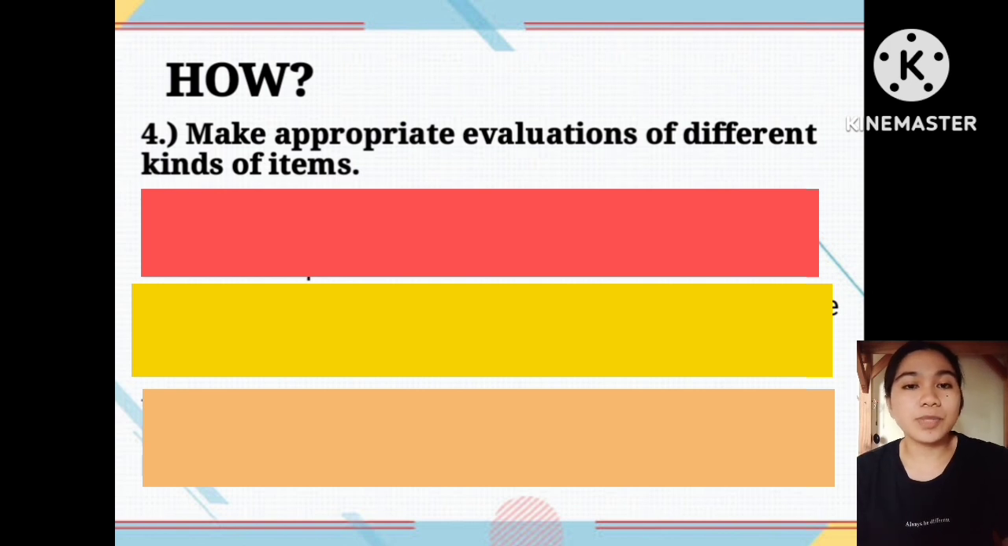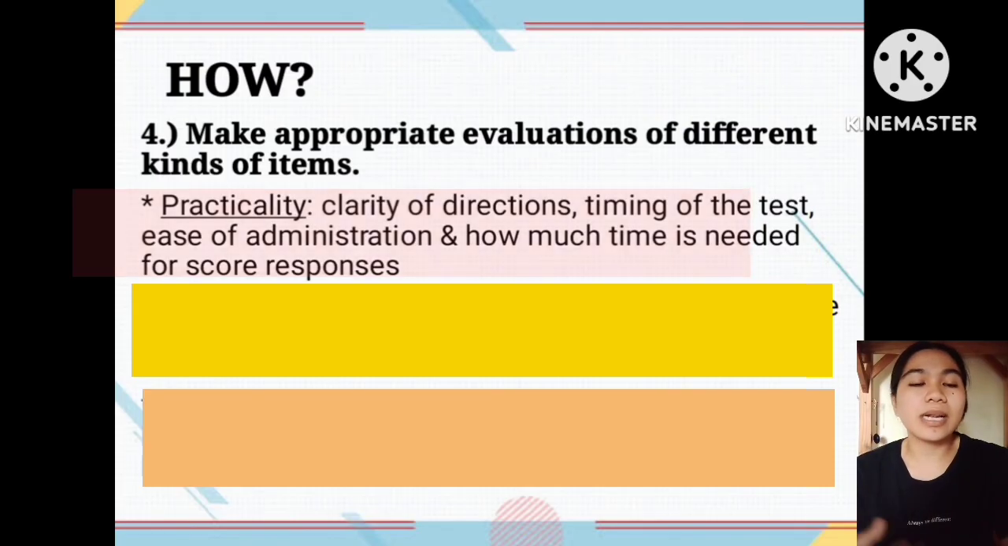For other types of response formats, namely production responses, different forms of evaluation become important. So the principles of practicality and reliability are prominent along with the concept of facility. Practicality issues in such items include the clarity of directions, timing of the test, ease of administration, and how much time is required to score responses.